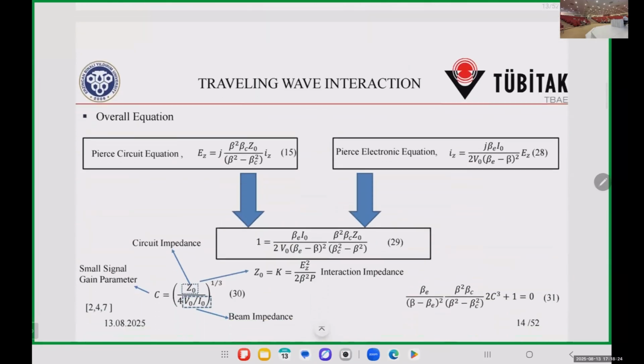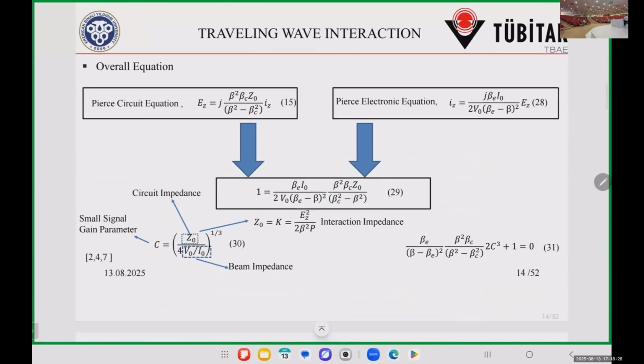So we have two equations here, the Pierce circuit equation and the Pierce electronic equation. If we combine them here, we can obtain equation 29. This is actually a four-wave equation, the Pierce four-wave equation.